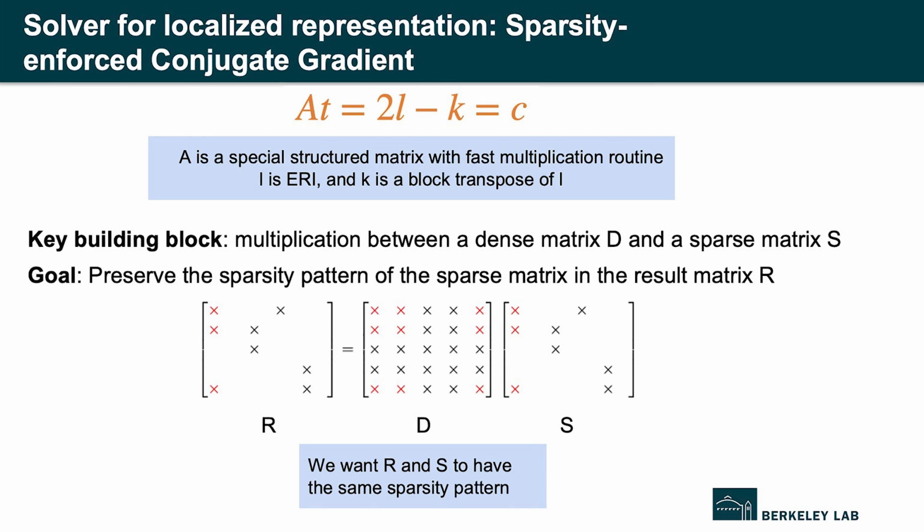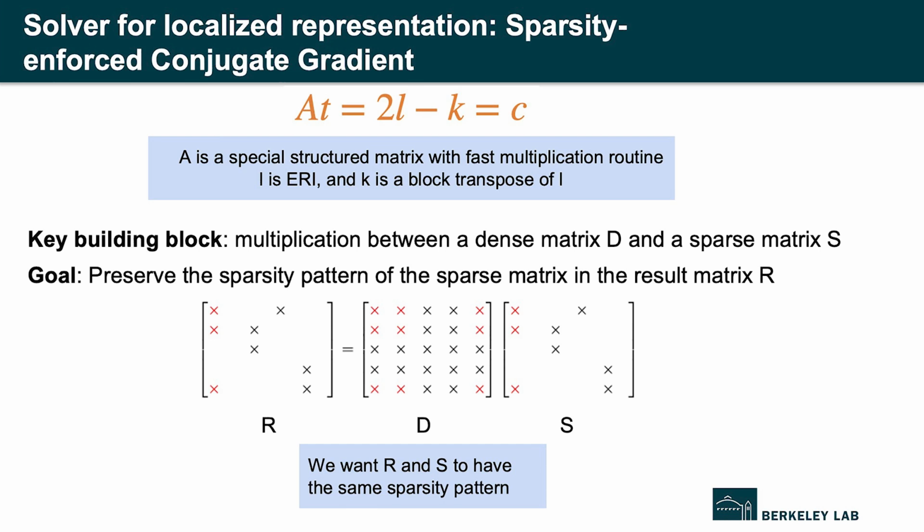The building block here that we are going to use is a multiplication between the dense matrix D and the sparse matrix S. You can see in the illustration here. For the result R, we want the result to have the same sparsity pattern as the right-hand side S. So we take a submatrix from the dense matrix D, figure out the sparsity pattern column by column of the sparse matrix S, do the dense matrix-vector multiplication, and put it in the result matrix R. That is another sparse matrix, and it has the same sparsity pattern as S.